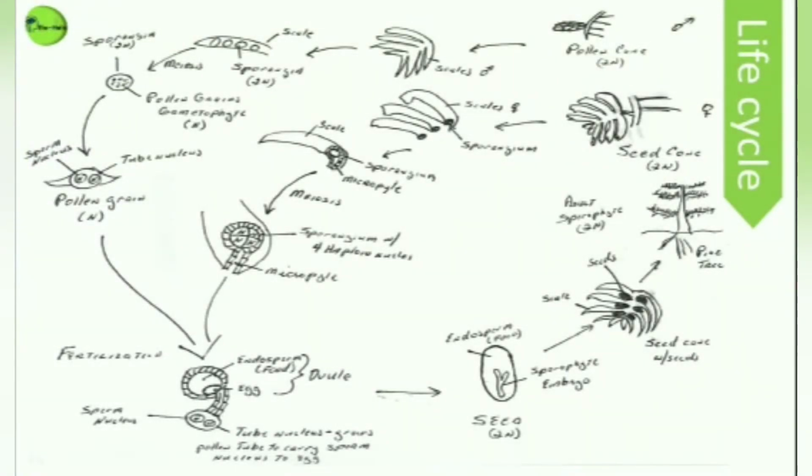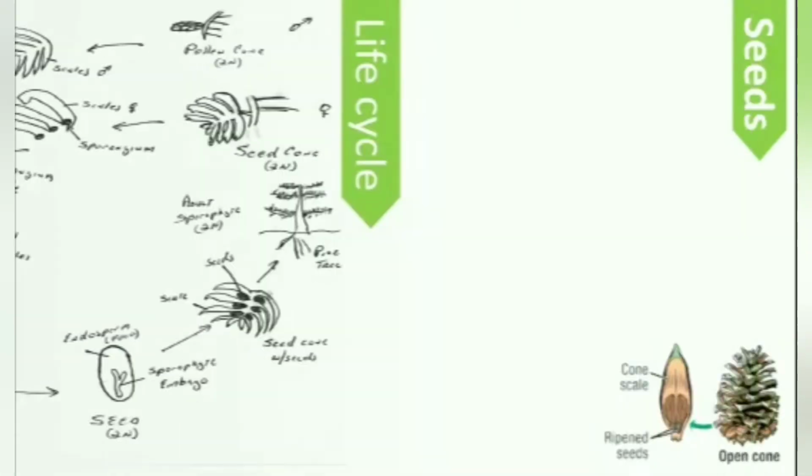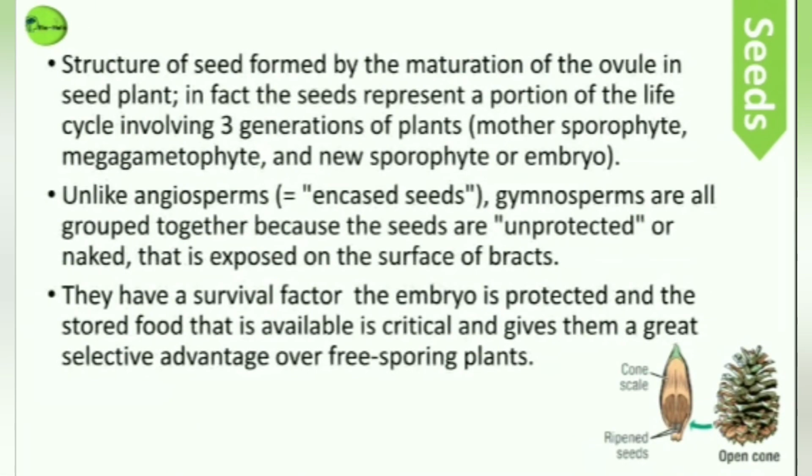So after the life cycle, we also need to know about the seeds of the gymnosperm. So we must know about the structure of seed. The seed is formed by the maturation of the ovule in the seed plant. In fact, the seeds represent a portion of the life cycle involving the 3 generations of plants.